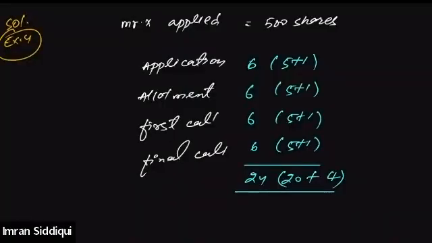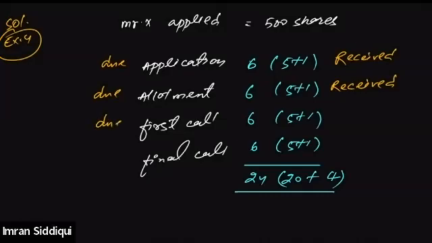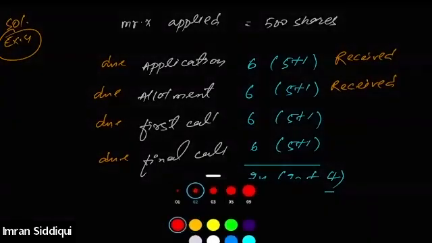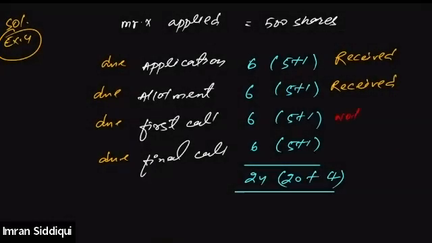All right. See, in this question, Mr. X has applied for 500 shares, and when the application was due, he paid for the application on time. When allotment was due, he also paid for the allotment. But for the first and final call, the payment is still due. That means payment towards the first and final call is not yet received.